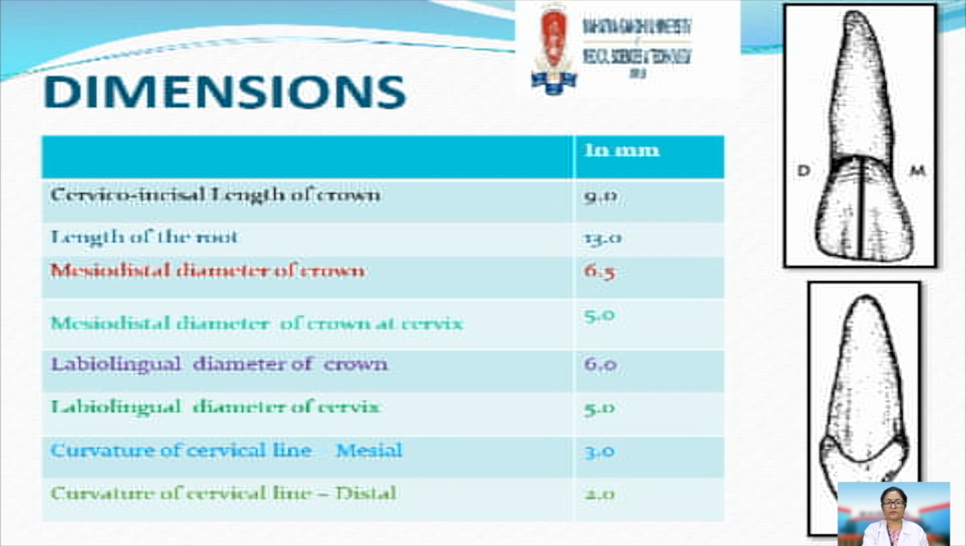So this is the cervico-incisal length of the crown. This is the length of the root. This is the mesiodistal diameter of the crown, and this is the mesiodistal diameter of the crown at the cervix. This is the labiolingual diameter, and this is the labiolingual diameter of the crown at the cervix.